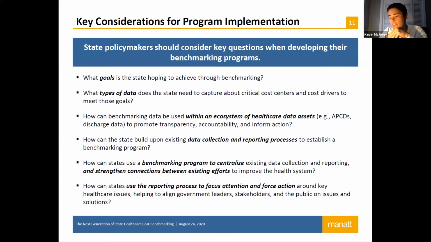I always come back to the analogy that I view cost benchmarking reporting as a state taking a full body scan of itself. It will tell you where there are problem areas, like your liver is failing, but then to the extent you have an APCD, you can use that data asset to test the liver and see what's wrong with it, really diving down into, for instance, the pharmaceutical drugs that are driving the cost trends in that service category. You can use the programs you set up to also centralize a lot of existing data collection and reporting you might have in place, and then focus attention on action.